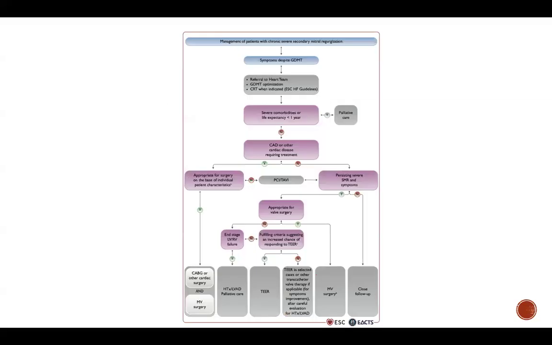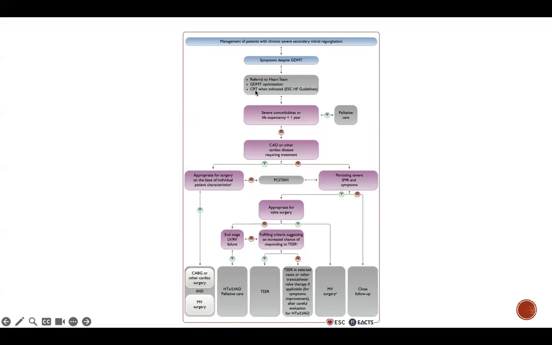So this is again to summarize the secondary mitral regurgitation management. Look at the patient. Is he symptomatic despite guideline-directed medical therapy? Then refer to the heart team. Again, optimize guideline-directed medical therapy. So they keep addressing medical therapy. Always optimize medical therapy. Look at the patient.